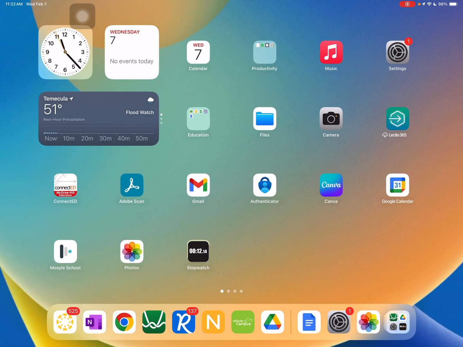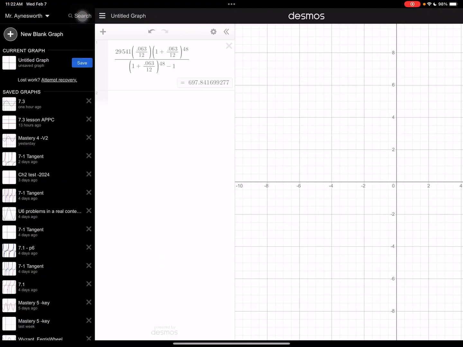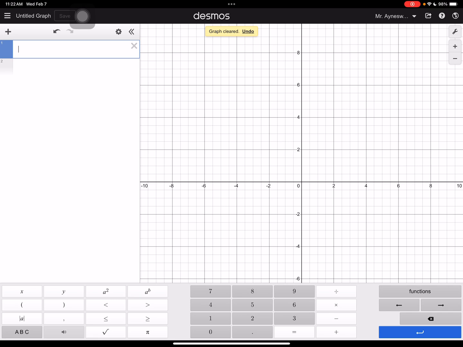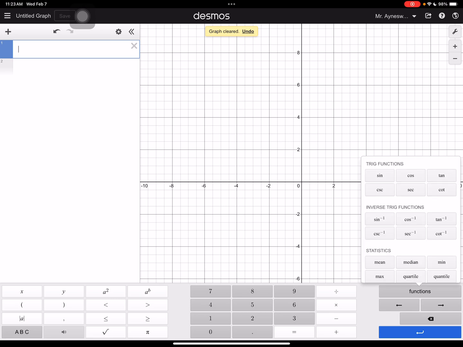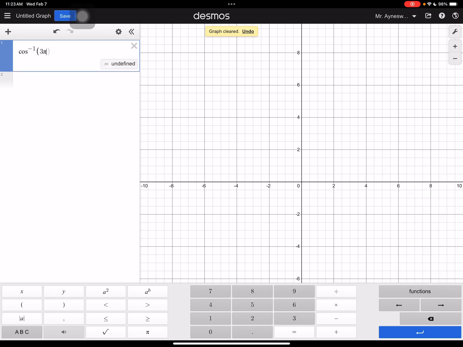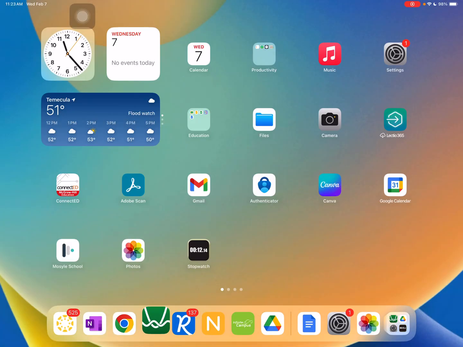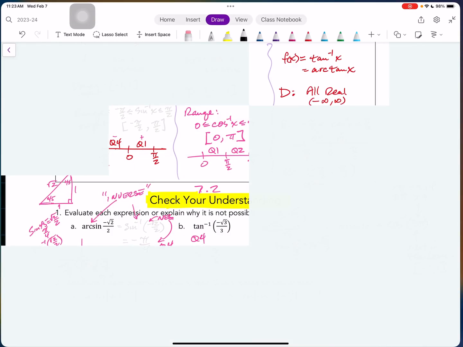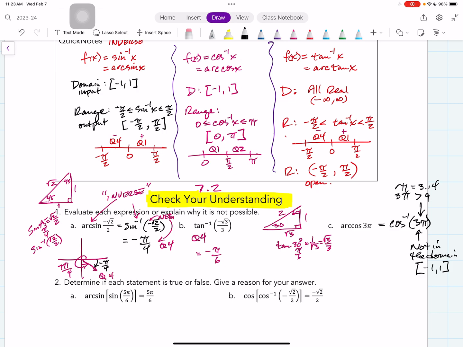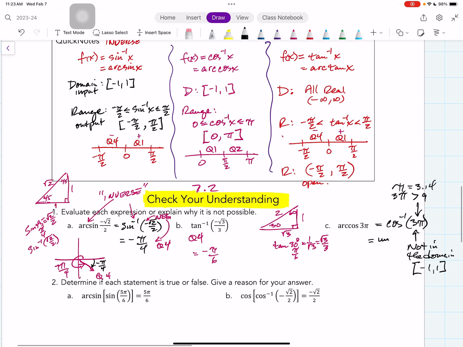Not only that, if you went to Desmos, just for funsies, and typed in the inverse cosine of 3 pi, look what happens. It says undefined, because it's not defined there. It's not in the domain, or in this interval from -1 to 1. So this is undefined, because 3 pi is not between -1 and 1. You can't take the inverse cosine of 3 pi.